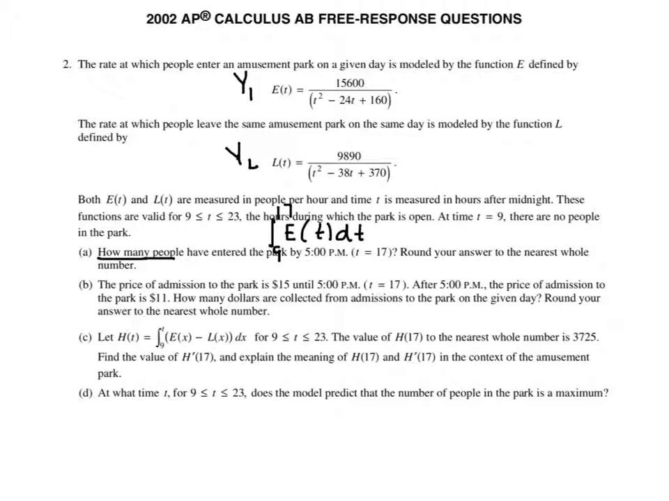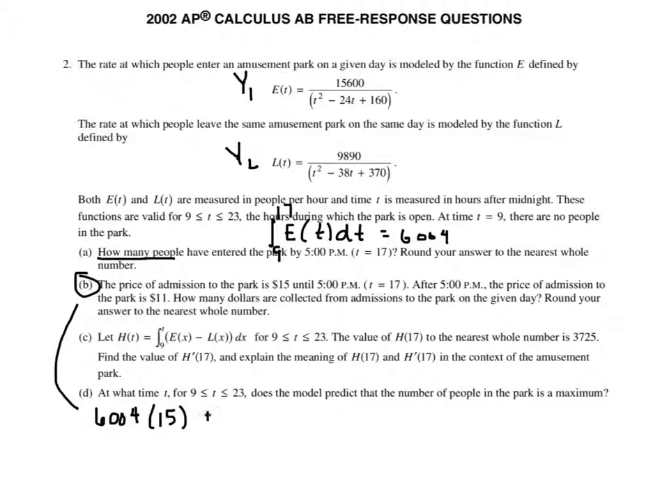Next, it says the price of admission is $15 until 5 p.m. And I can say that this answer came out to be 6,004. Okay. So for part B, I say, well, okay, we had 6,004 people come in and they paid $15. Well, then it says after 5 p.m. the price of admission is $11.